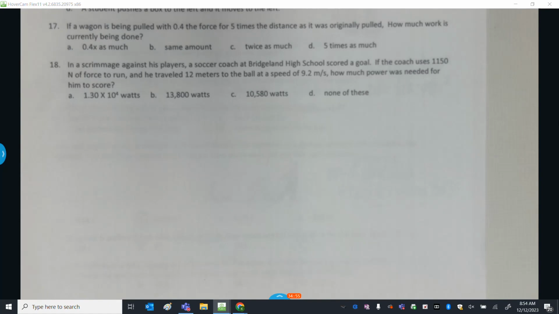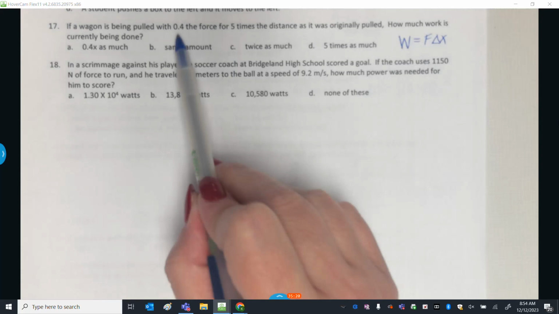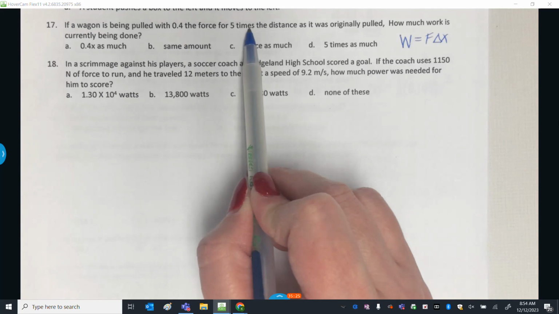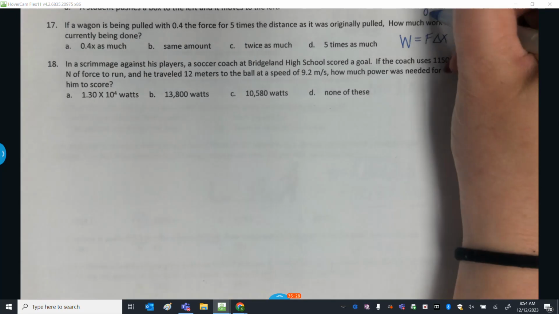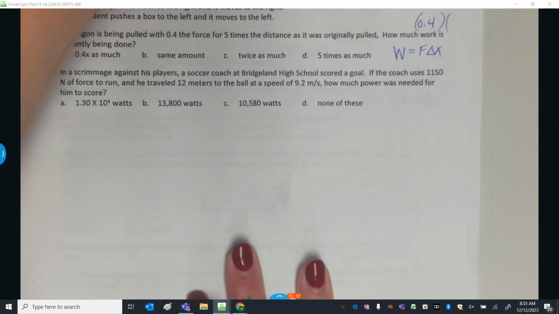It says, if a wagon is being pulled with 0.4 times the force for 5 times the distance as it was originally pulled, how much work is currently being done? So we're just looking at proportional reasoning, and we're looking at the relationships between these variables and what changing them does to the work. So you need to look at the equation in order to answer this. Work is force times displacement. And so if you have 0.4 times the force, if you have less force, okay, but you have more distance, okay, and you can put those factors in, 0.4 times for the force, and for the displacement, I have 5.